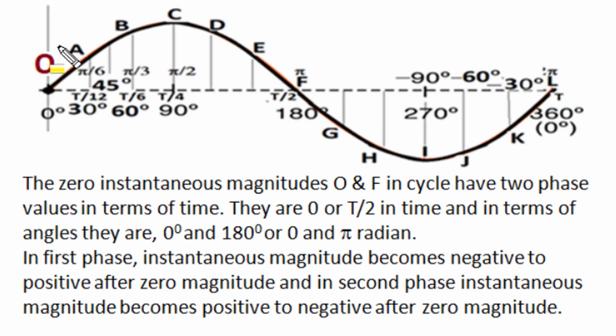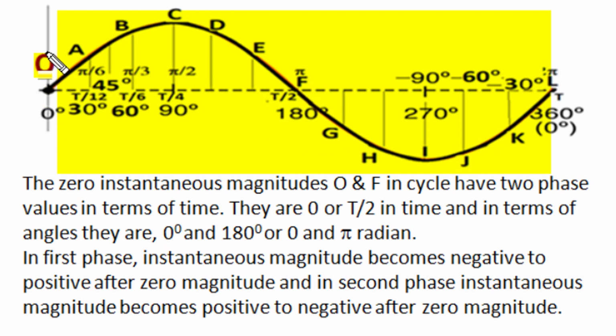In a cycle, a sinusoidal quantity has 0 instantaneous value twice, at this instant O and at instant F. At both these conditions, the instantaneous magnitude of the sinusoidal quantity is 0. But these two zeros have two different phase conditions. One is 0 degree, the second is 180 degree, or in terms of time, one is 0 time and the other is T by 2 time instant, or in radian angle it is 0 radian and this is pi radian.